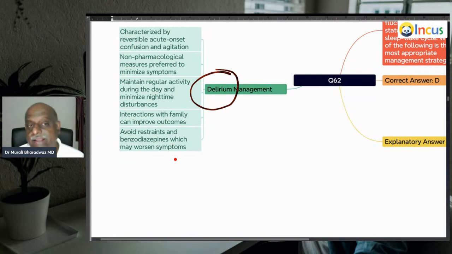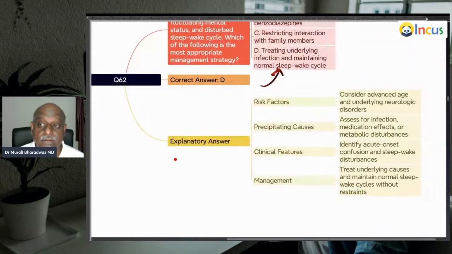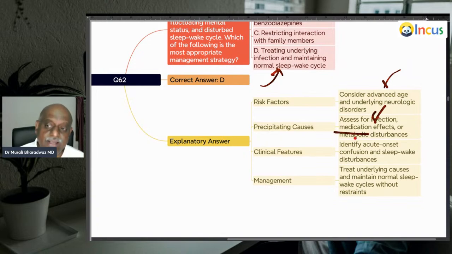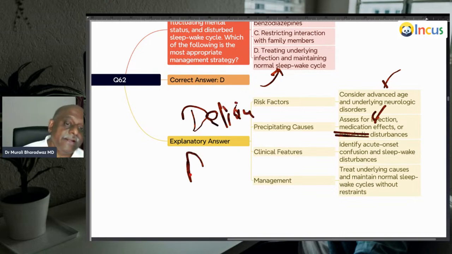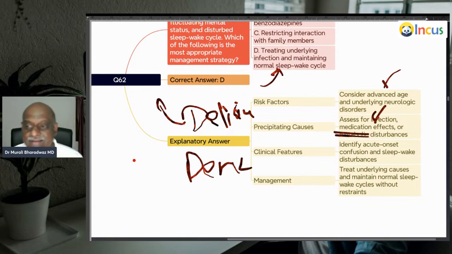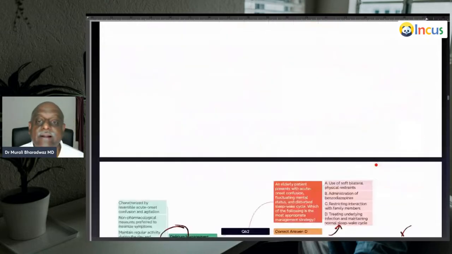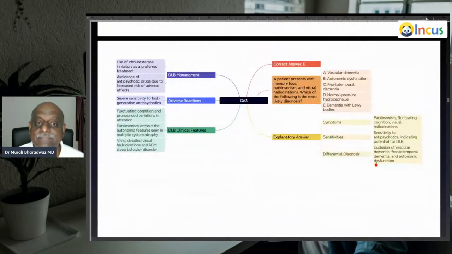And typically, any advanced stage, any infection, any medications, metabolic disturbances, uremia, hyponatremia, anything can lead to development of delirium. Delirium is different from dementia. Dementia is forgetting. Delirium is running in confusion. Acute onset of confusion and sleep-wake disturbances characterize delirium.